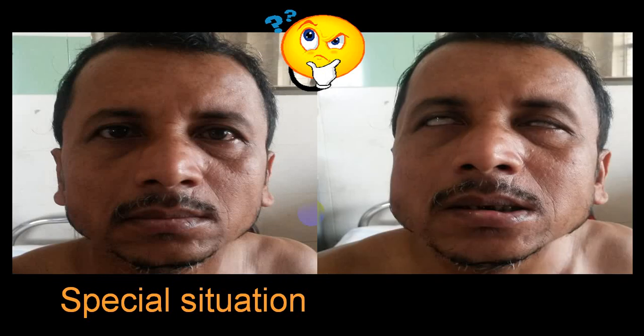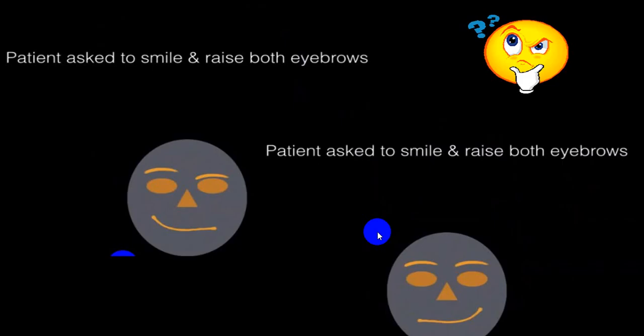Furrowing is nearly absent. Now you will be able to see that when you ask the person to close the eye, on both sides, nasolabial fold is absent. Mouth remains open. No furrowing. Eyebrow cannot be lifted up, so frontalis belli is involved. Orbicularis oculi is involved, and all the other facial muscles are involved. This is bilateral lower motor neuron.